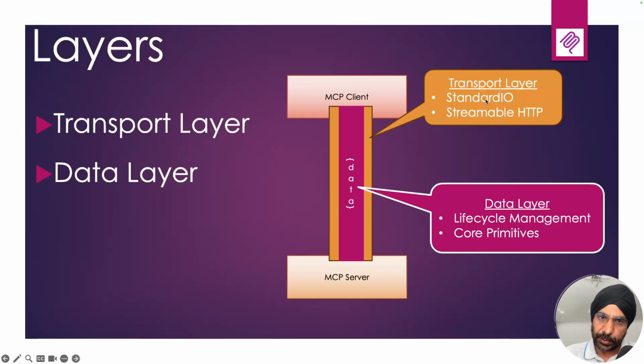Let's spend maybe a few more seconds on standard IO. Standard IO transport basically uses standard input output streams for direct process communication between local processes on the same machine, providing optimal performance with no network overhead. So you have Claude Desktop or ChatGPT desktop running, and you can have the MCP server running on your own local machine. It doesn't always have to be on the server side. So you can use the standard IO protocol to communicate with your MCP server.